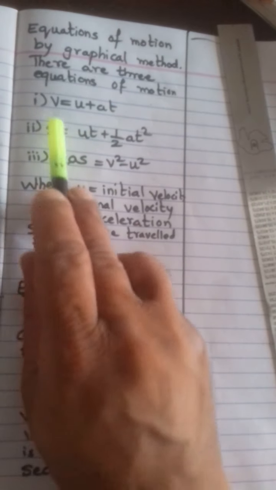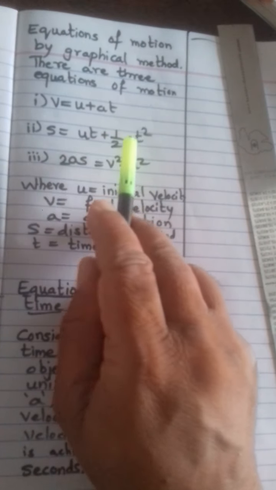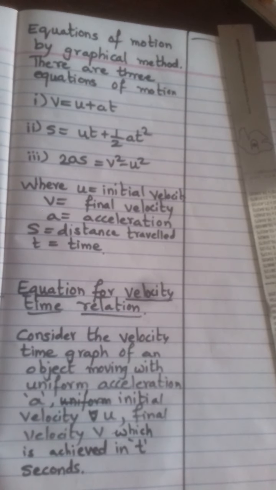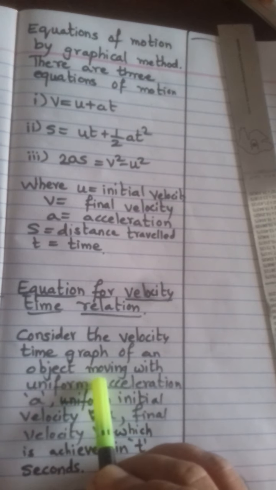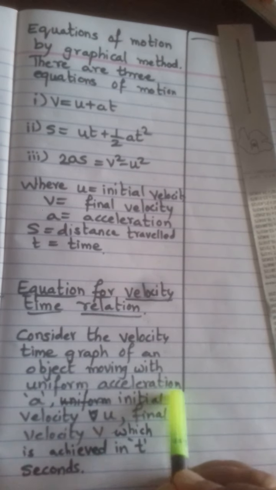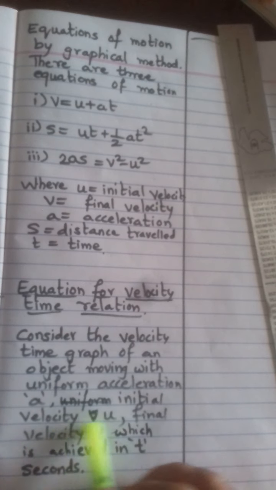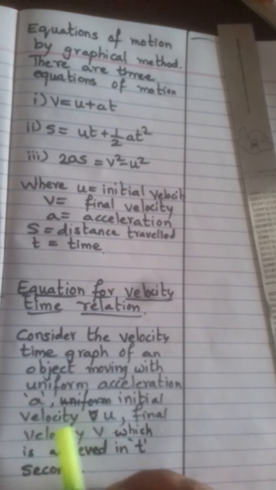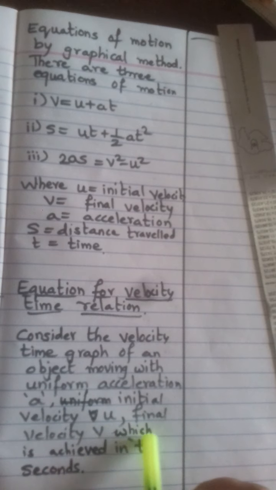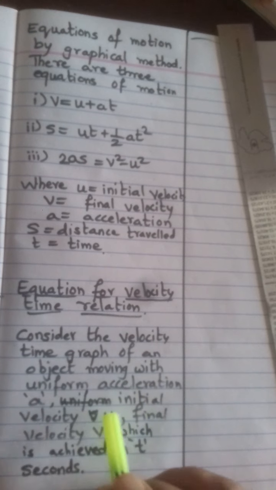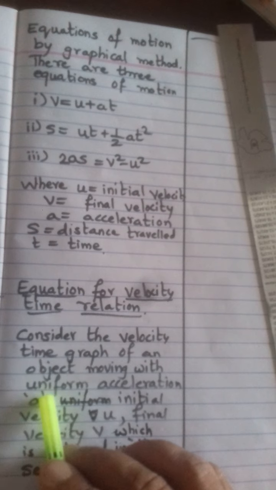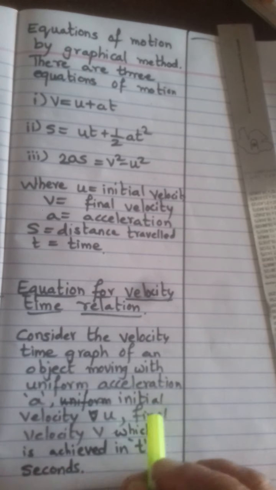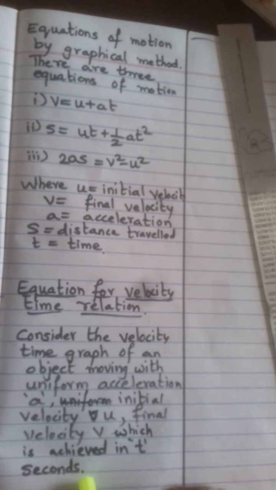That is the first equation. Let us get it from velocity time graphs. For that, we will consider the velocity time graph of an object moving with uniform acceleration a, initial velocity u, final velocity v, which it attains in the time interval of t seconds. So it is traveling with acceleration a, and its velocity reaches v in a time interval of t seconds.